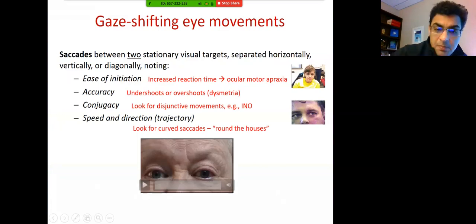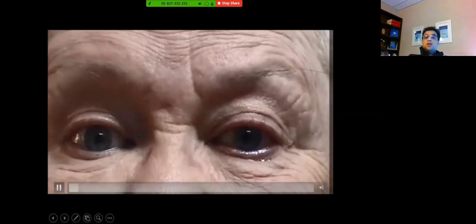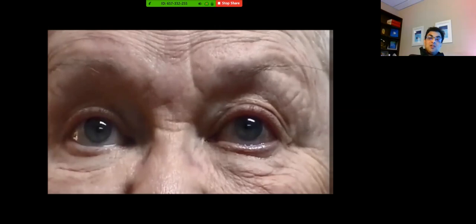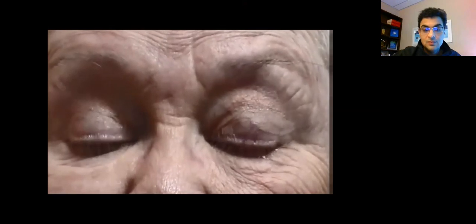So this is one of my patients with PSP. As you can see, the vertical saccades are not only slow, but she's making a little curvature. And it's not actually curvature. It's actually serpentine. It goes like a little serpentine trajectory. So actually the round the houses sign, I call it a serpentine finger saccade. So that is pretty classic.